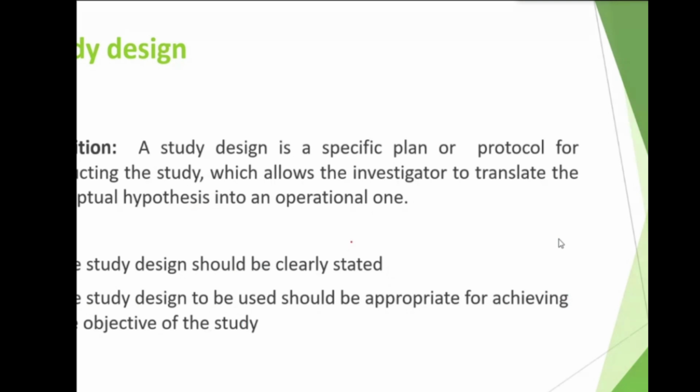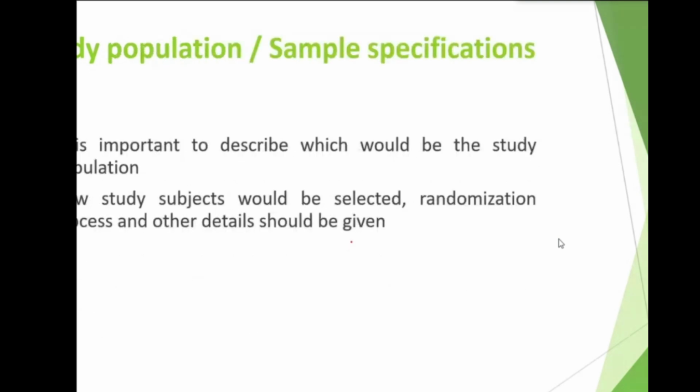objective of the study. Now, one can talk a lot about sample specifications or study population or number of experiments that you want to study in order to make sure that what you are studying is authentic and the information that you are gathering is authentic. It is important to describe which would be the study population, how study subjects would be selected, randomization process, and other details should be given.